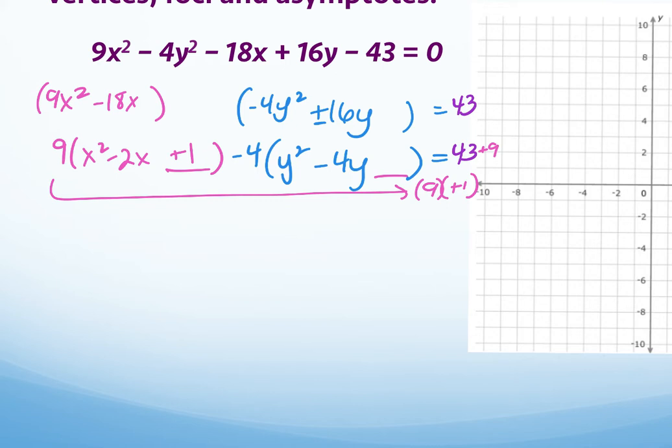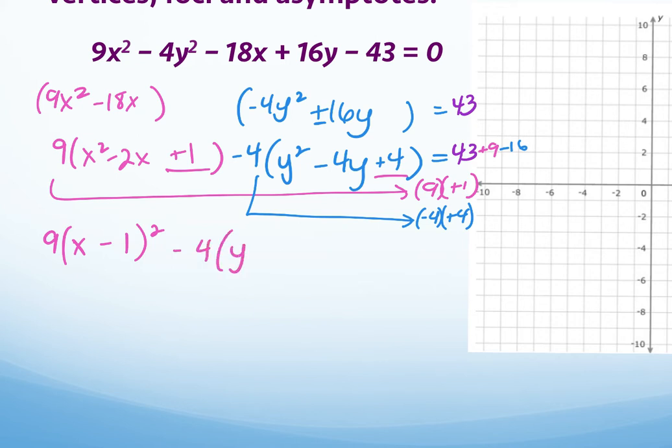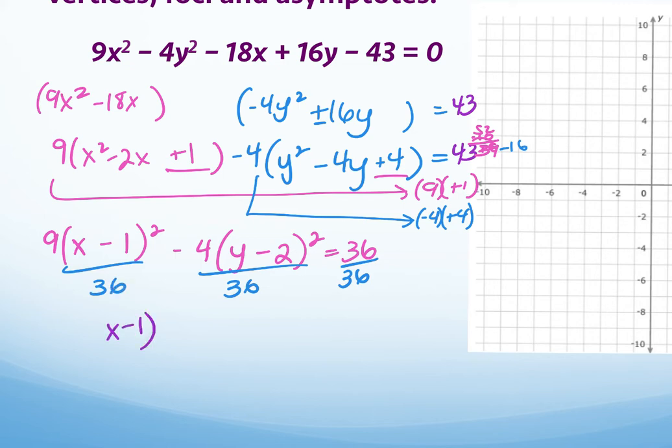Repeat the process for the y. 4 divided by 2 is 2. 2 squared is 4. Add the 4. Normally I'd add the 4, but I have to multiply by a negative 4 this time, which means I'm subtracting 16. So I would factor these: 9, (x minus 1) squared, take the sign from the middle, put it in the parentheses and square it. Minus 4, (y minus 2) squared, same thing. And then this is 52. 52 minus 16 is 36. To get it into standard form, last step, divide everything by 36 because it has to equal 1. And I get (x minus 1) squared over 4 minus (y minus 2) squared over 9 equals 1.